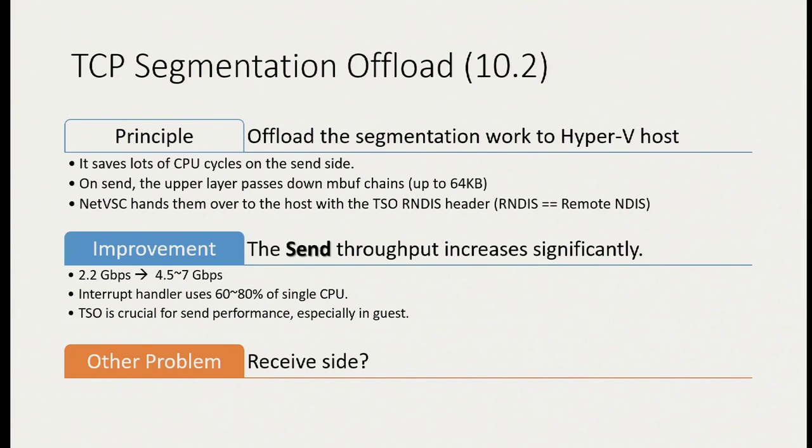But how about the receive side? TSO is only supposed to improve the throughput in the sender side when you send bigger chunks of data. But how about the receive side? Currently with TSO, the issue in the receive path is the CPU utilization is still very, very high, almost a single virtual CPU is saturated by the interrupt handler. So we have to find a way to lower the CPU utilization in the receive path.